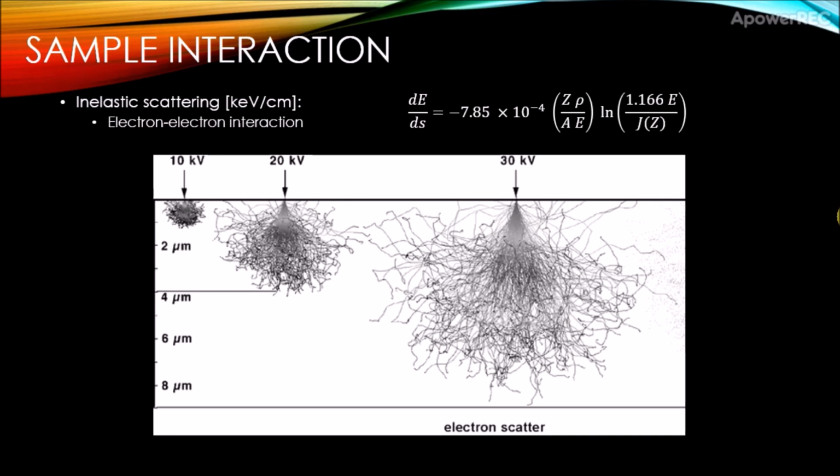For inelastic scattering, you can also determine how much energy is lost as the incident electron penetrates the surface. This equation shows the loss in keV per centimeter that it penetrates the surface. As you can see in this case, it's also inverse proportional to the energy and proportional to the atomic number. In this equation, rho is the density and A is the atomic weight of the atom.